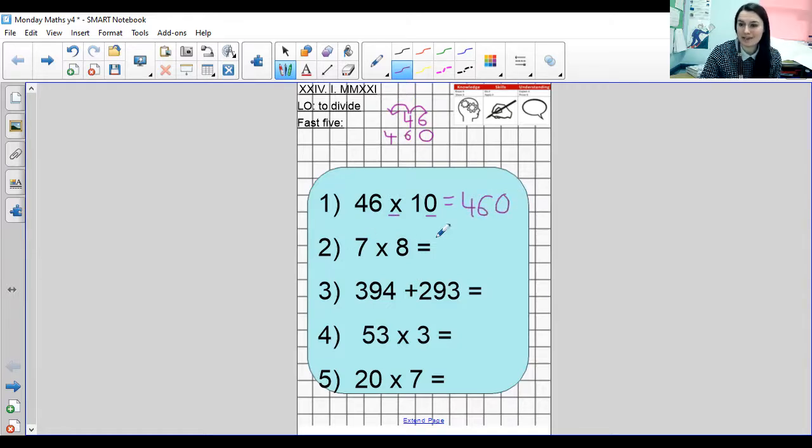Okay, using our times table, 7 times 8 is 56. There's a little rhyme there for you as well to remember that one. 5, 6, 7, 8. So although they're not quite in the right order, they are consecutive numbers.